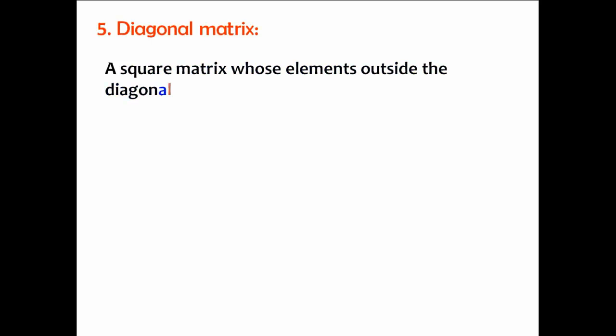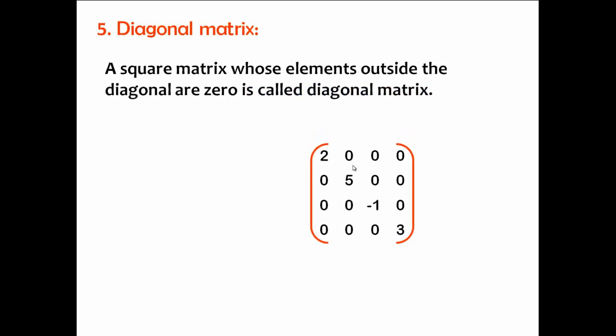5. Diagonal matrix. A square matrix whose elements outside the diagonal are 0. Some elements of the diagonal may be 0. The blue part is called the diagonal.